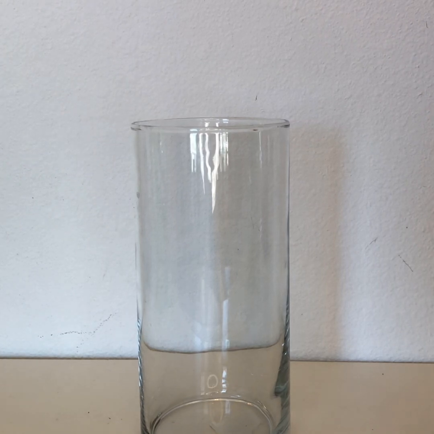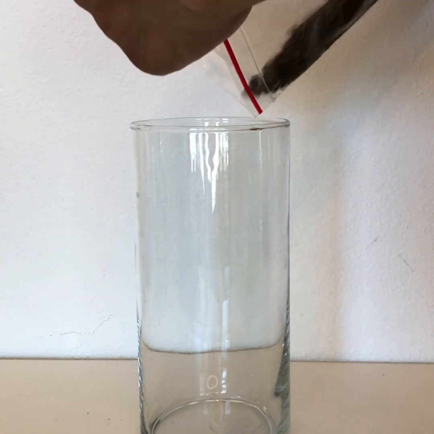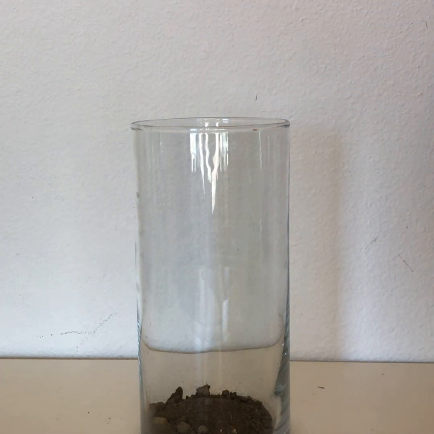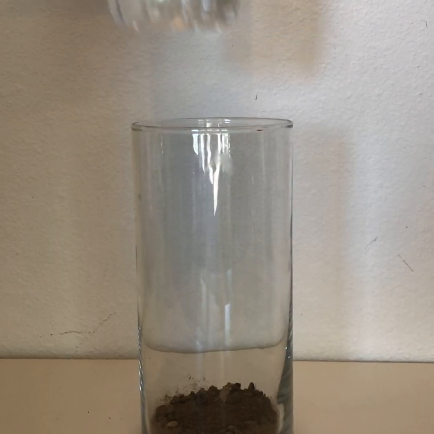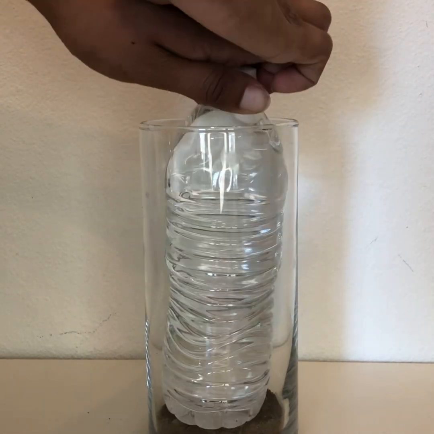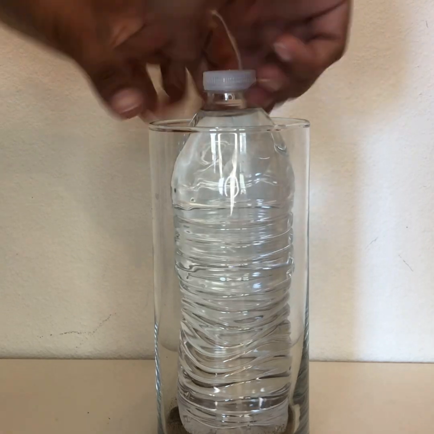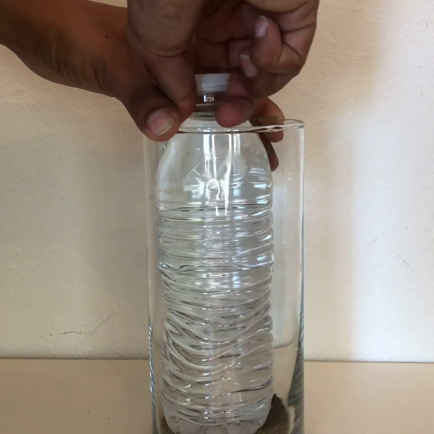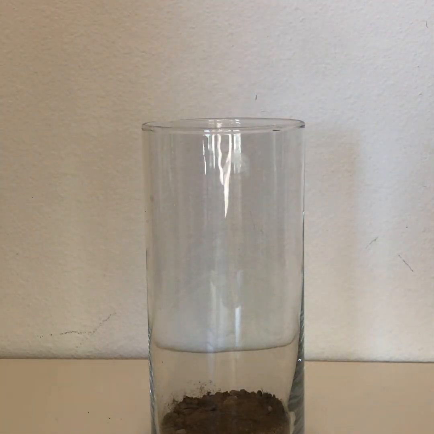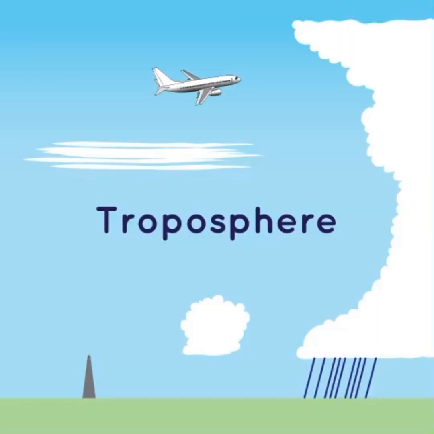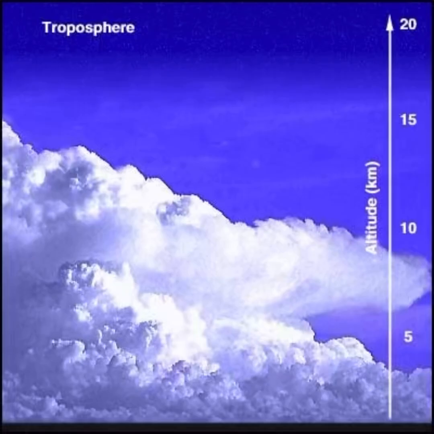For the first layer, we are going to add dirt. Now, this is going to symbolize the earth. You want to make sure to pack the dirt down, that way it won't float when you add the rest of the layers. You can do this using a water bottle like I'm showing you here. Next, I am adding the honey. The honey symbolizes the troposphere, which is where we live and where the clouds and weather are.